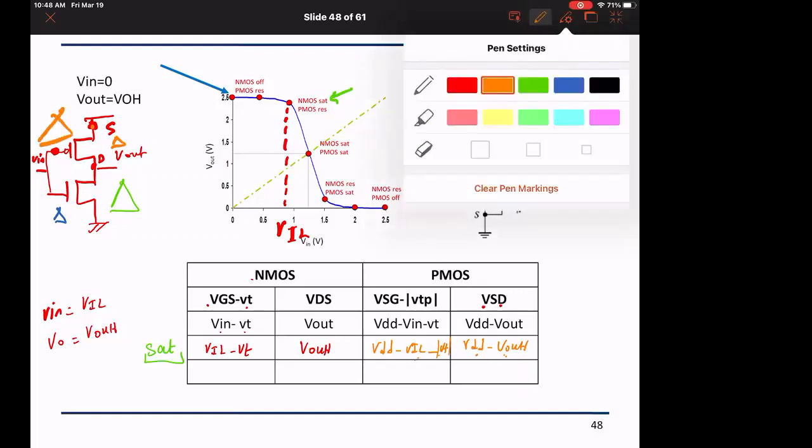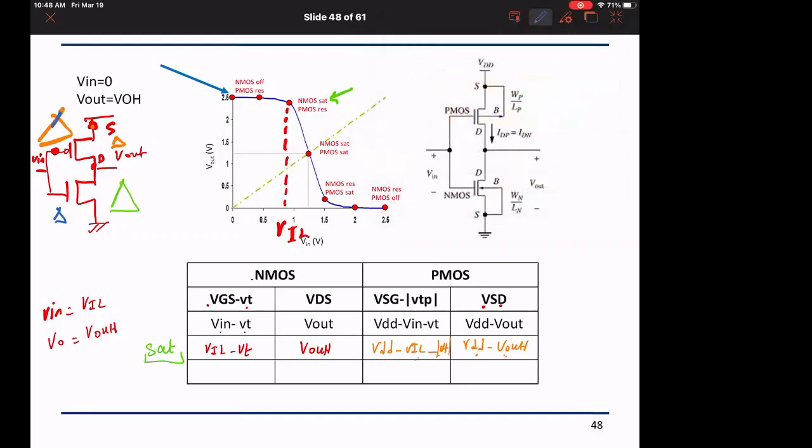A small output here corresponds to a small VSD here, corresponds to a large VDS here, and in a similar fashion, a small VGS here corresponds to a large VOV on the PMOS. So I would expect this to be small, and I would expect this to be in the linear region, and we can follow whatever is explained to us here on this slide.